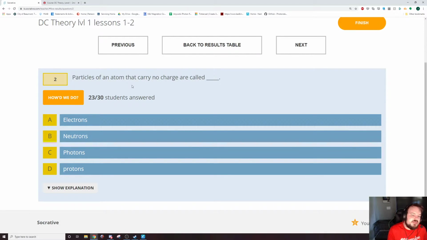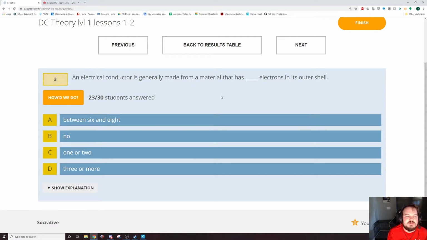Particles of an atom that carry no charge are called neutrons. Neutral, neutrons. That's the connection you should be making there. An electrical conductor is generally made from a material that has blank electrons. So a conductor has 1 or 2 electrons in its outer shell out of a maximum of 8. An insulator has 7 or 8 electrons in its outer shell, and a semiconductor has 4 electrons in its outer shell.